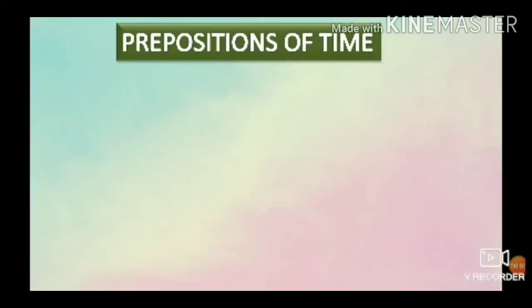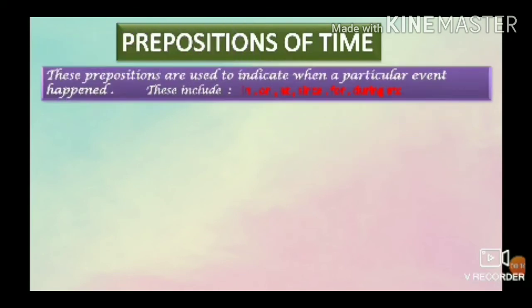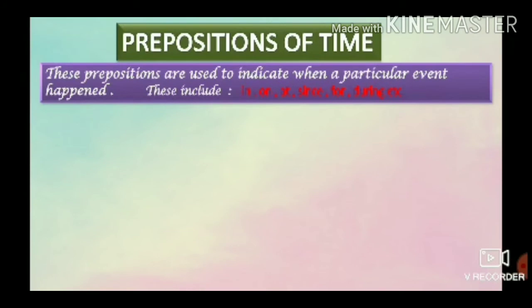First one, prepositions of time. These prepositions allow us to discuss a specific time period such as a date on the calendar, one of the days of the week, or the actual time something takes place. The prepositions of time help us to understand when the thing or event is taking place. These include in, on, at, since, for, during, etc.